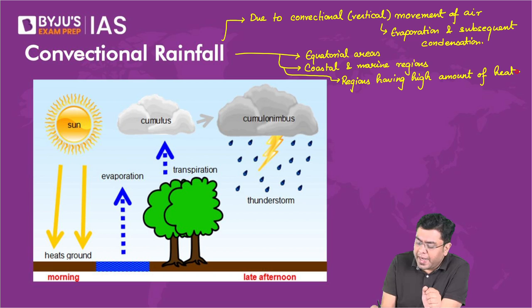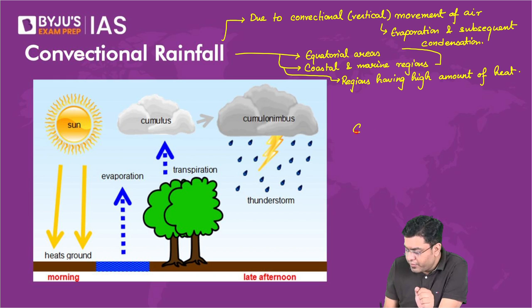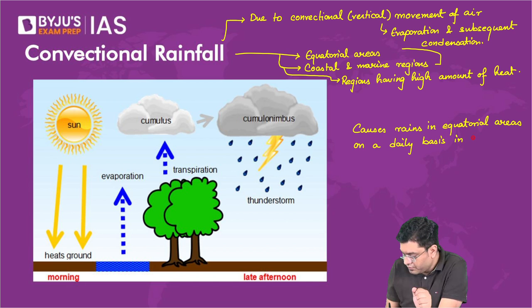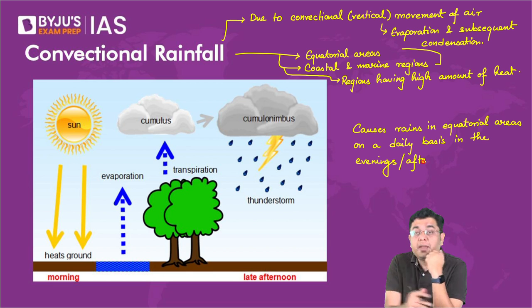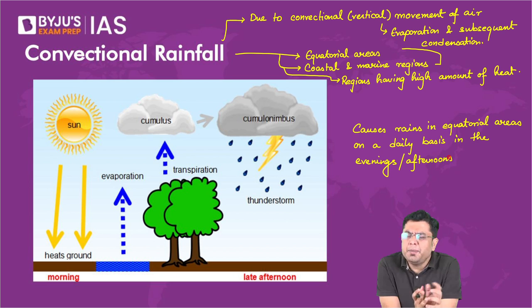So in the equatorial and coastal and the marine regions, in many of the cases, it causes rains in equatorial areas on a daily basis, in the evenings or afternoons. Now, it will lead to simultaneous occurrence of thunder and lightning because you have formation of cumulonimbus sort of clouds.